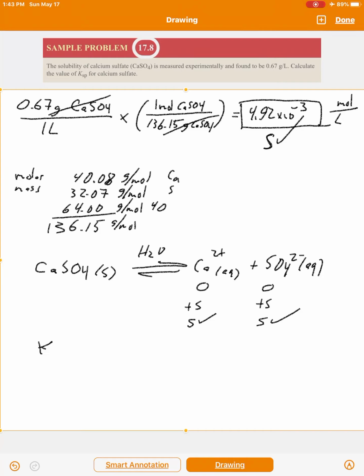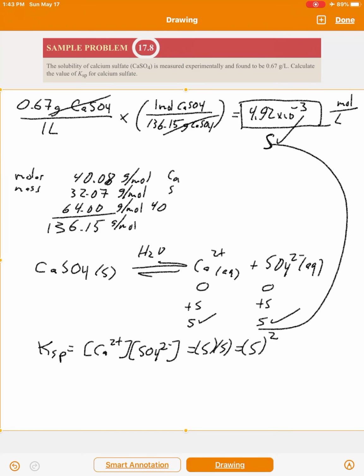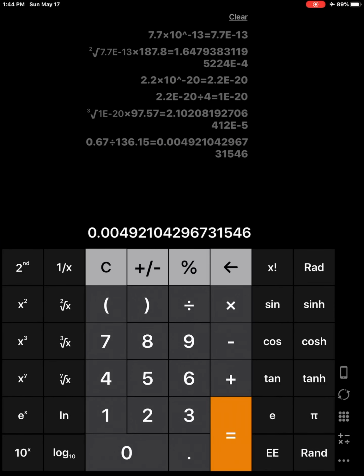The expression KSP is the concentration of calcium times the concentration of sulfate. Well, that's just S times S. So it's S squared. In other words, that number squared is going to give us our KSP. So for this particular problem, it's just S squared, so it's 4.92 times 10 to the minus 3 squared. I'm going to take that number that we just calculated and square it. And there you go. 2.4 times 10 to the minus 5.